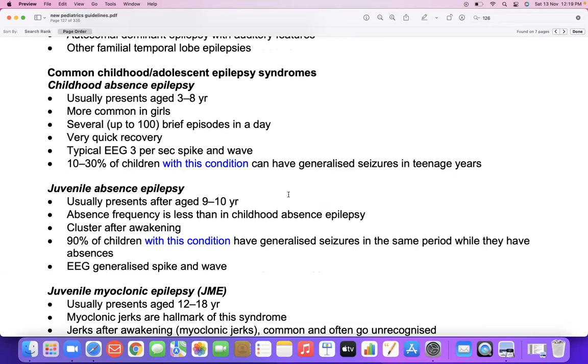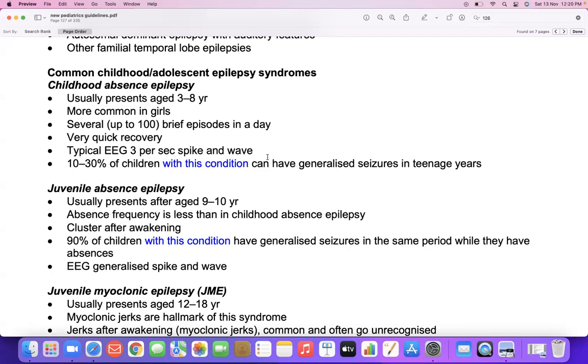Yeah, and for the typical 3 per second spike and wave, you can see it even if the child is not in the absence seizure state. When you're doing this EEG, she is normal, and still you can see this. Sure, you are right. Very good question.